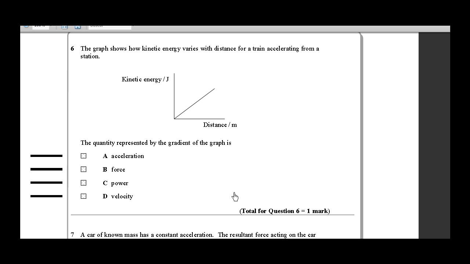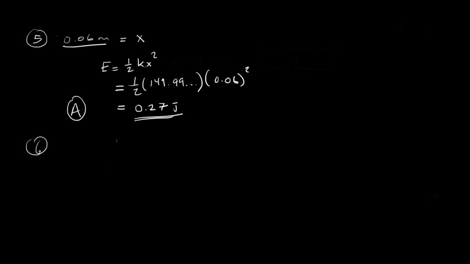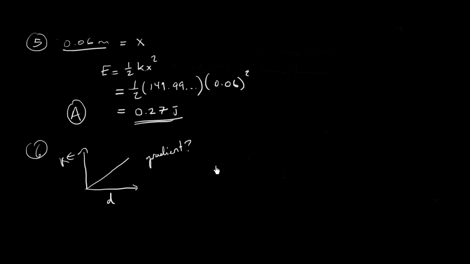I'm going to talk a bit about this one in some detail, because it's worth examining properly. So they have something like this, where this is kinetic energy and this is distance, and they're asking us what the meaning of the gradient is. They're allowed to do that without having necessarily seen this graph before because we can work it out using common sense, but we need to take it step by step. We can't just guess.